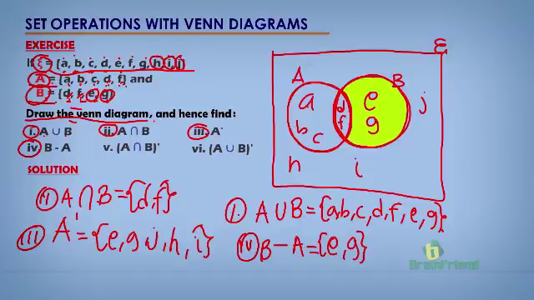And that is the difference, B minus A. Let's also take a go again at our fifth question here. It says the complement of A intersection B. So let's try and find that.